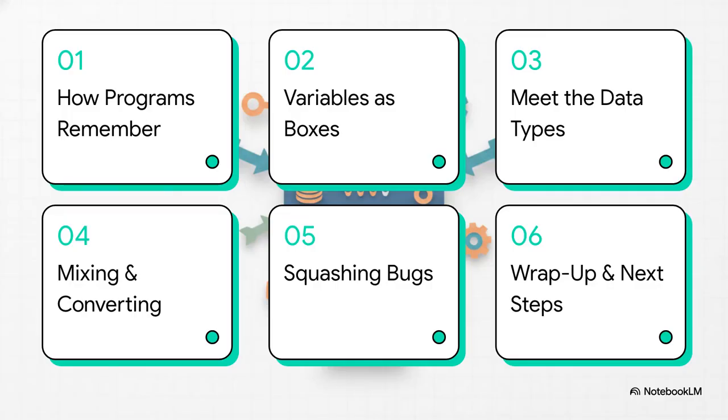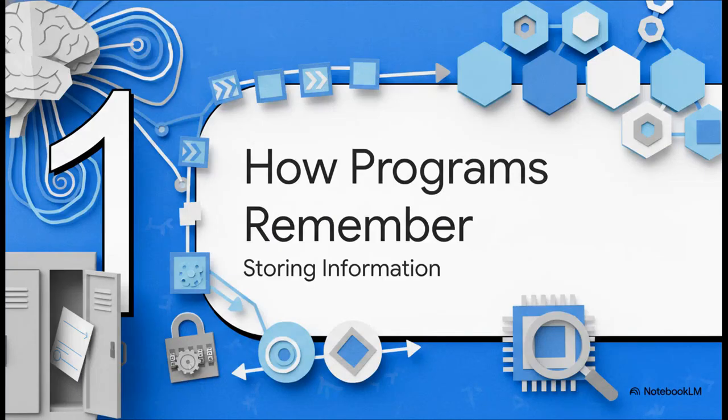To answer that, here's our roadmap for today. We'll start with how programs remember things, explore variables as storage boxes, and meet the data types. Then we'll mix and convert data, squash some bugs, and wrap up with your next steps. Let's get going. Section 1. How programs remember things. The secret to storing information.